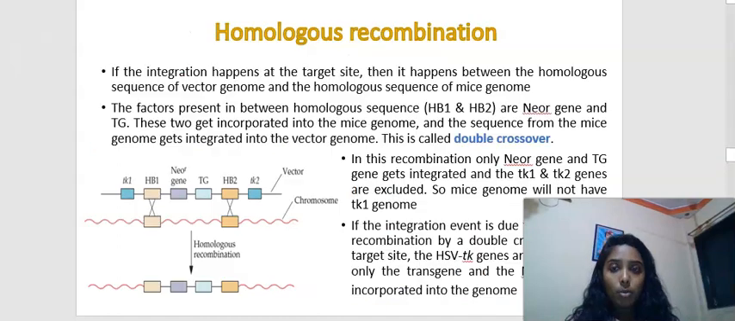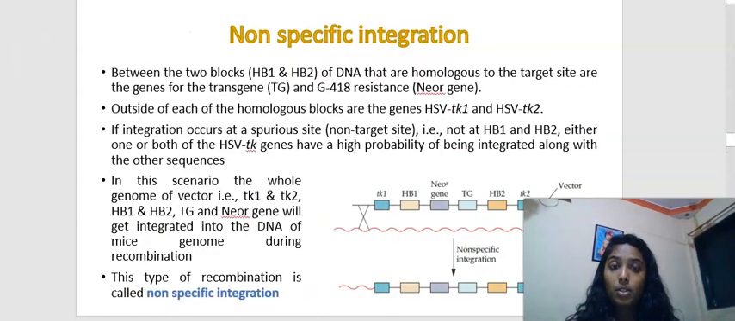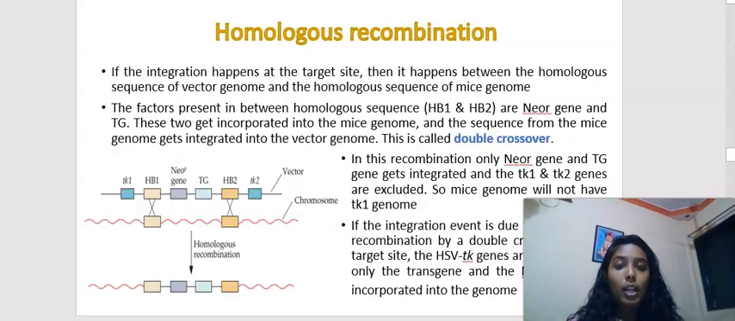So, the first type of recombination we will see is the non-homologous recombination. Non-homologous recombination does not happen between homologous sequences, so it will get integrated as it is. Your four components present in the vector get incorporated into the genome of the mice as they are. That will include your homologous sequence, your transgene, your neo-R gene and your TK gene as well. While in homologous recombination, the recombination will happen in between your homologous sequences.